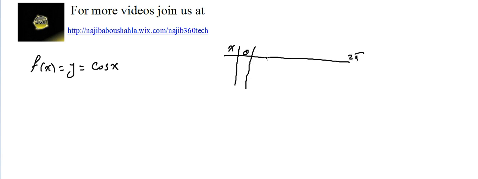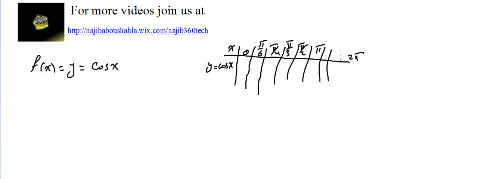If x equals 0, what happens to y, which is equal to cosine x in this case? x equals π/6, x equals π/4, π/3, π/2, and π, 3π/2 and 2π.